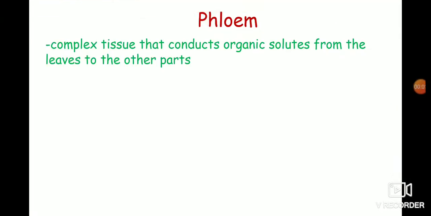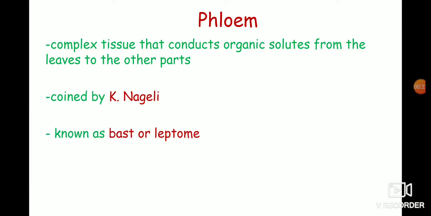Phloem is a complex tissue that conducts organic solutes from the leaves to the other parts of the plant body. As we know, complex tissue is a tissue that is made up of more than one type of cells. The term phloem was coined by K. Nageli. It is also known as bast or leptome.